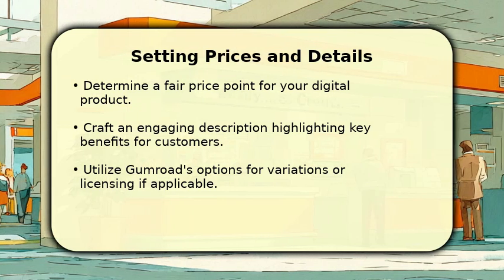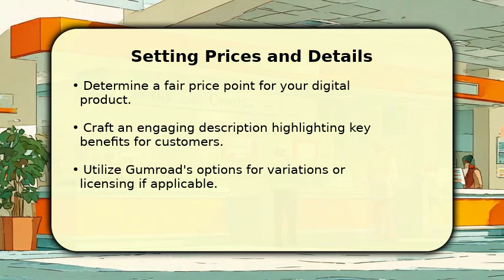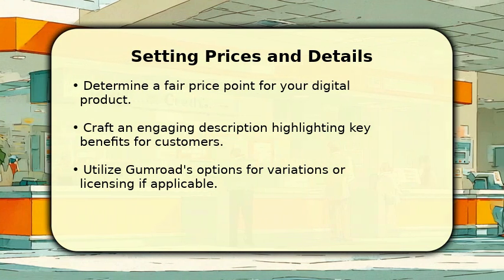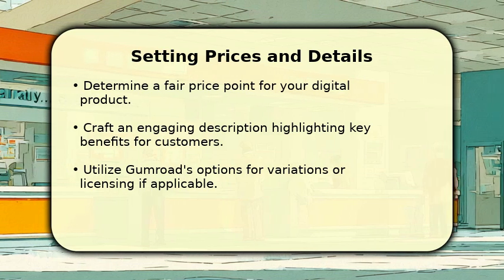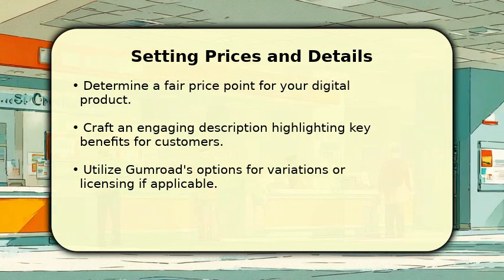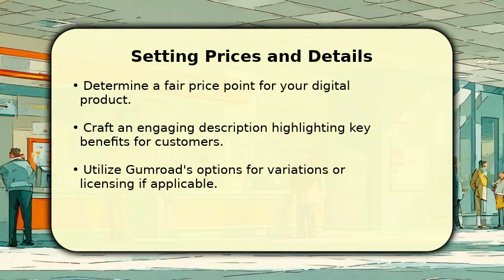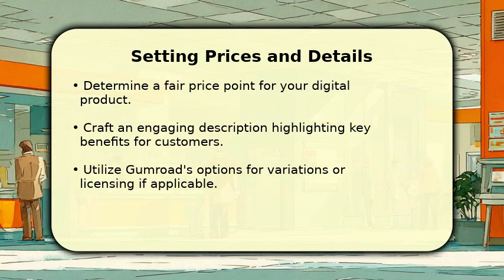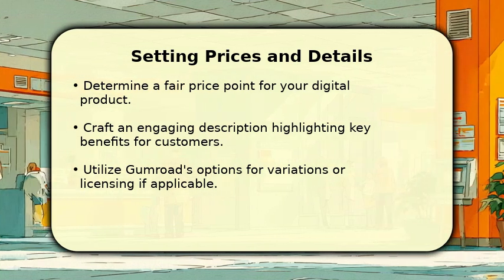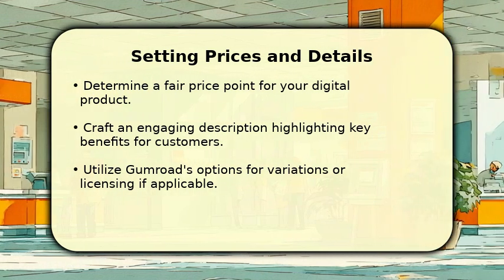Setting the right price is crucial for your product's success. Decide on a value that reflects your effort and market demand, perhaps around $25 for a niche guide. Write a detailed, benefit-oriented description explaining what your customers will gain. You can also offer multiple versions, like a premium edition, or implement license keys for software. Think about optional extras, such as pay what you want, to give buyers flexibility and increase sales potential.